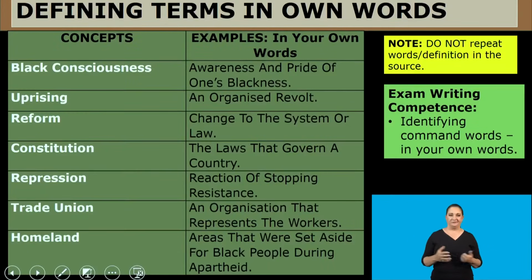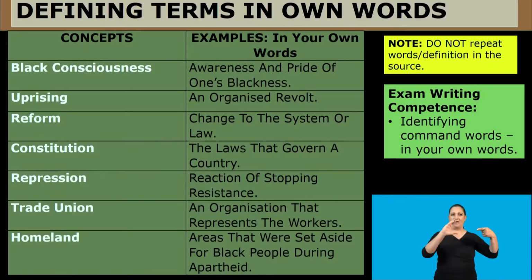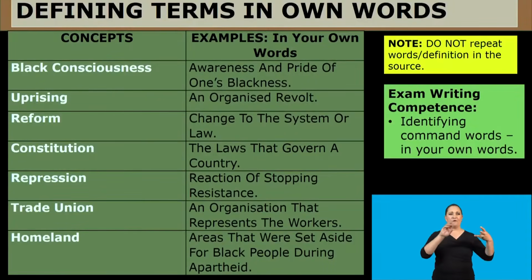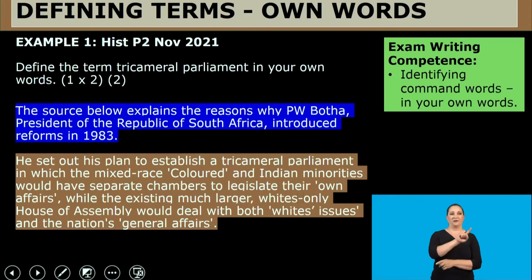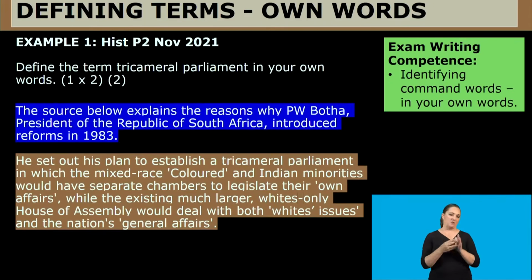So these words, like black consciousness, you should be able to define them in your own words. Even if the definitions are given in the sources, please make sure that you can define them in your own words. Black consciousness, uprising, reform, constitution, repression, trade union, homeland, any word that goes with this theme of civil resistance in South Africa in the 1970s and 80s. Now, let's look at an example from a past paper.